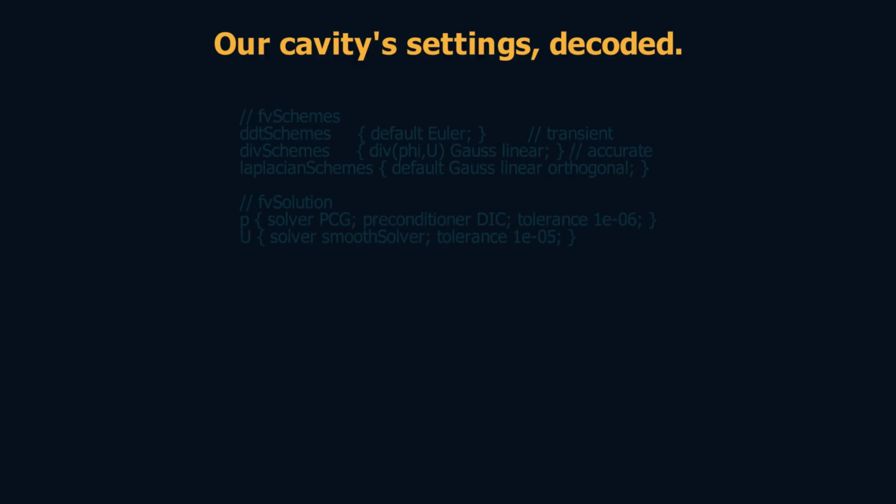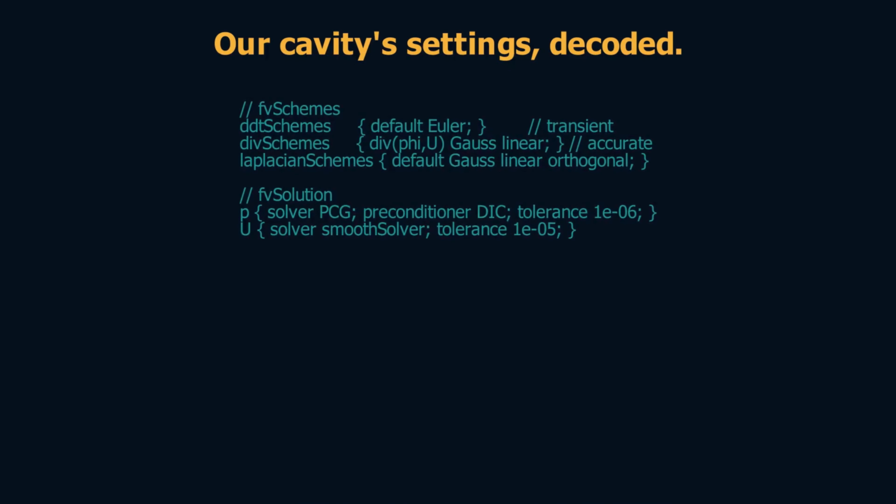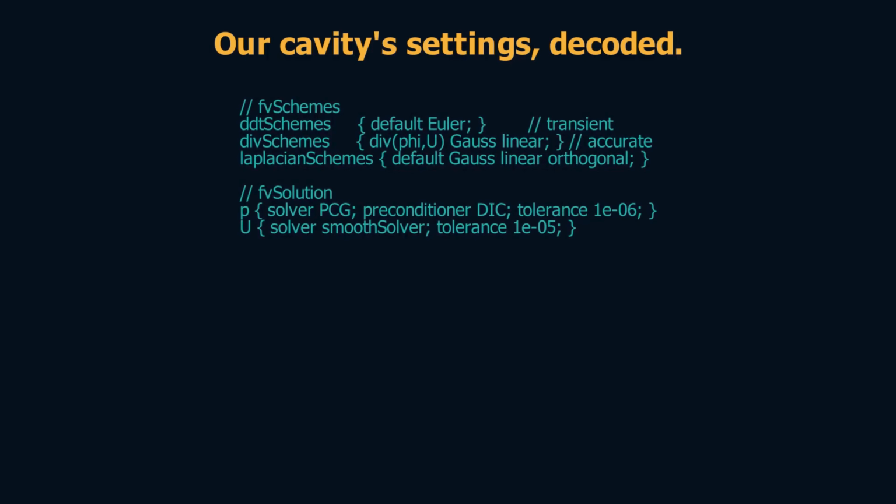Look at our cavity again. Its scheme should now read like plain English. Euler in time, linear for convection, the cavity is smooth and well behaved, so it can afford the accurate scheme. Pressure solved with PCG and DIC, velocity with a smoothSolver. Every line is now a decision you understand. That's the engine room.